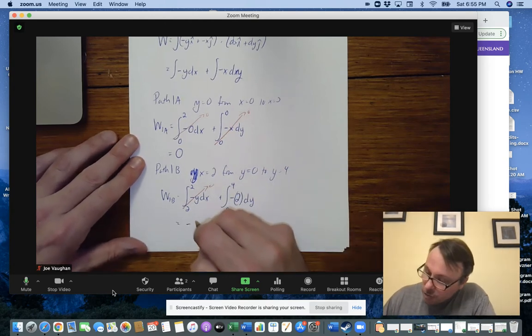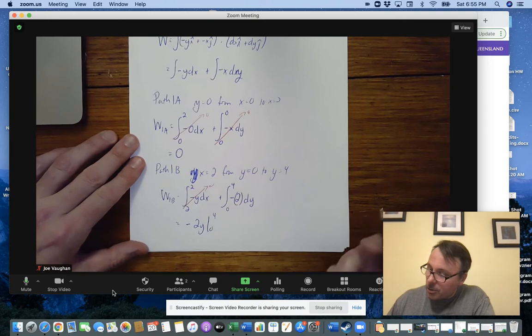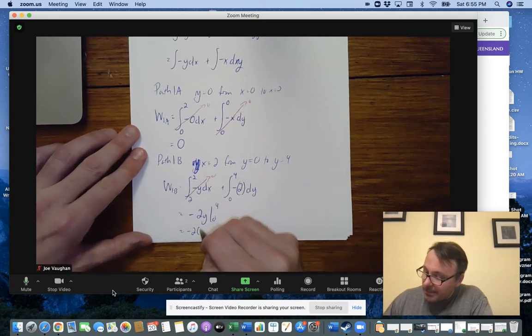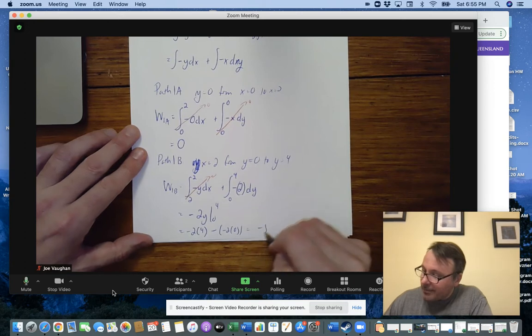I'm going to end up with negative 2y evaluated between 0 and 4. So negative 2 times 4 minus negative 2 times 0 is equal to negative 8 joules.